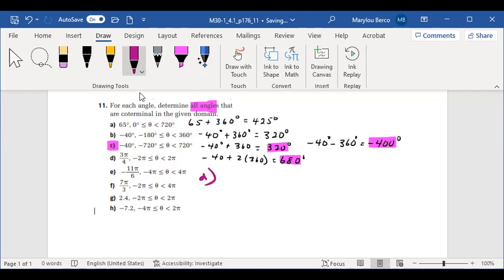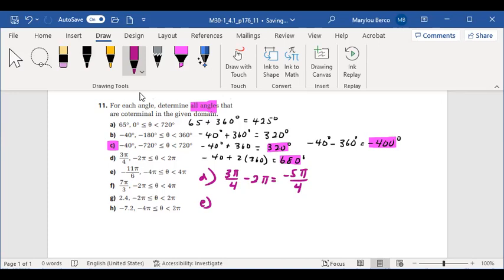For D, we have 3 pi over 4, where theta is between negative 2 pi and positive 2 pi. So we have 3 pi over 4 minus 2 pi is equal to negative 5 pi over 4. So in the domain between negative 2 pi and positive 2 pi, the angle negative 5 pi over 4 is coterminal with 3 pi over 4.